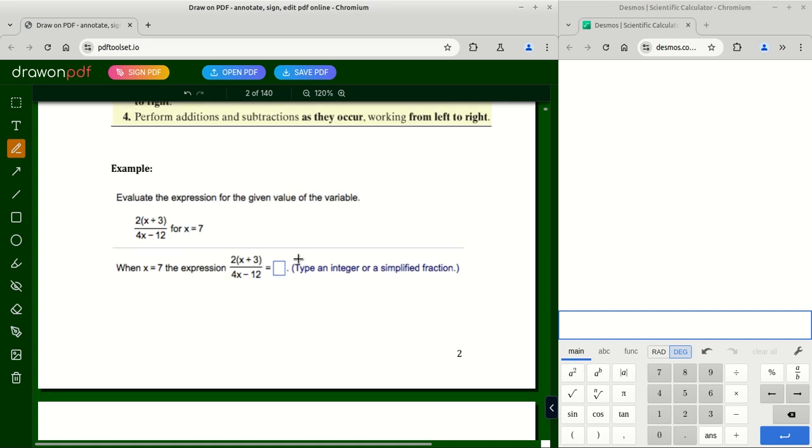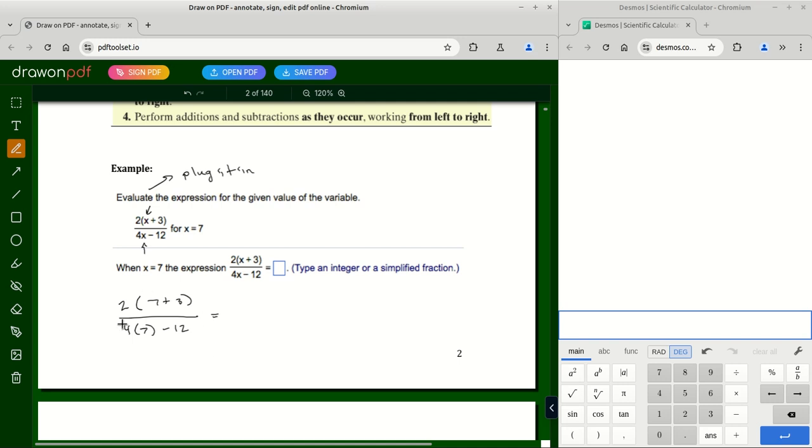Let's do the first example. So it says evaluate, as in whenever it says this, it means plug it in. So I'm plugging in 7 for X. So right here, this will be a 7. This will be a 7. You replace them with 7, and here we go. So I got 2 times 7 plus 3, and then in the bottom, 4 times 7 minus the 12.